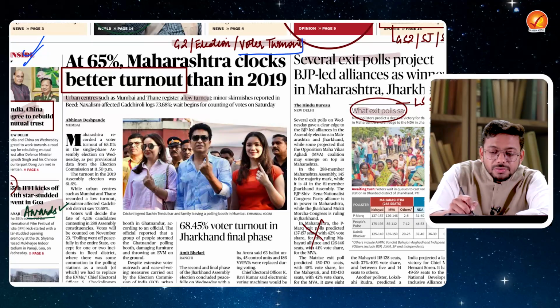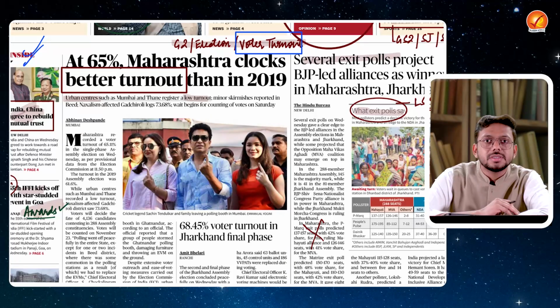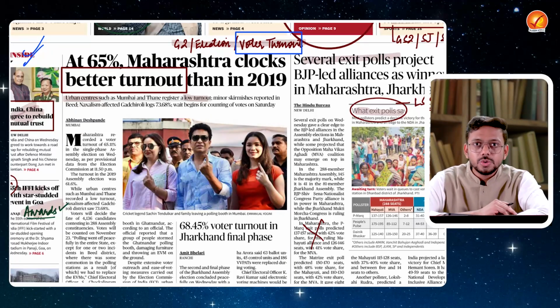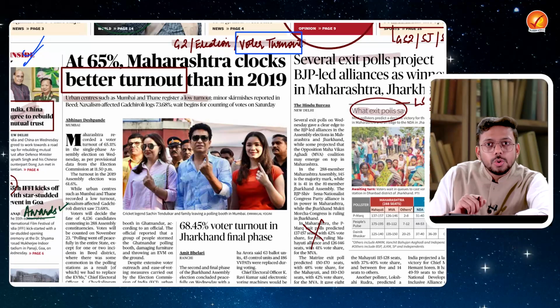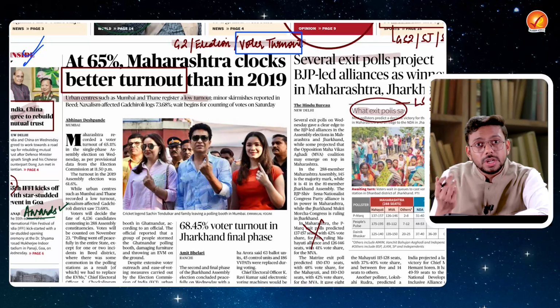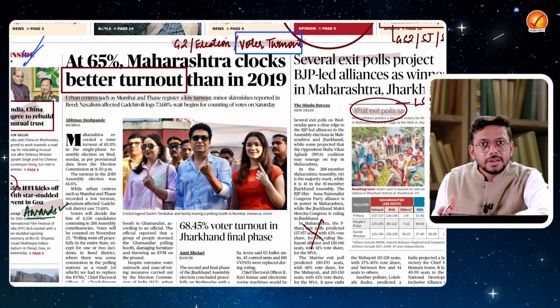The topic is voter turnout. Okay, that is a topic under elections, voter turnout. So there might be certain observations as to whether voter turnout is high or low. Now, if the voter turnout is low, definitely it's an issue or a concern for the democracy of India, right?